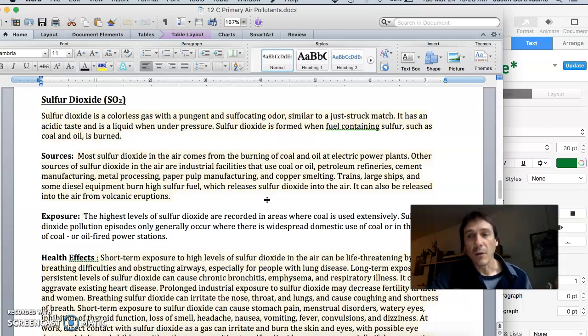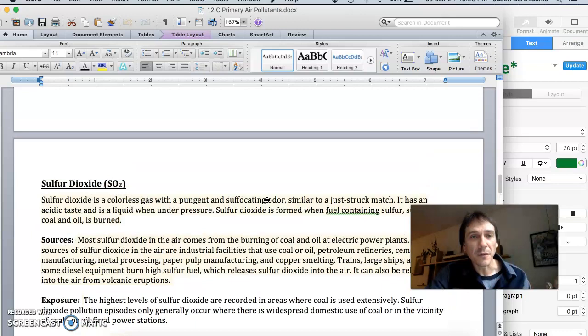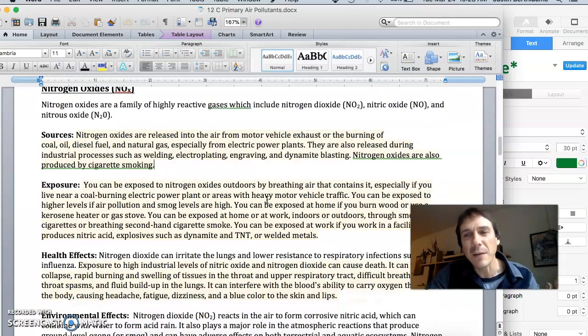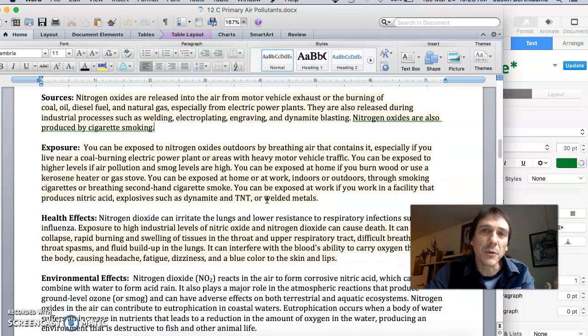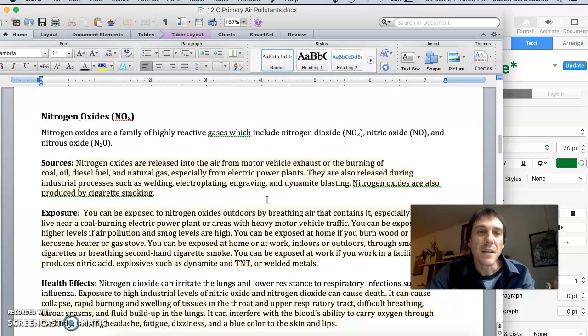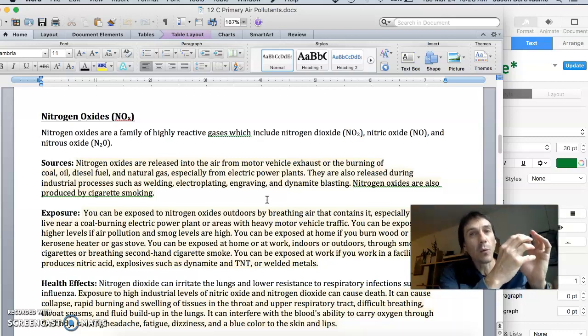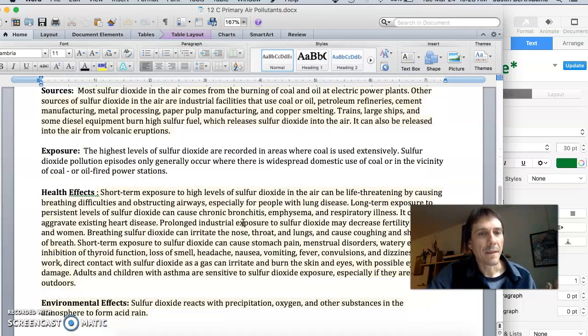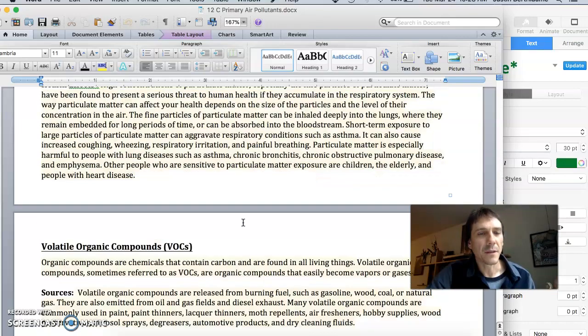One note, you guys, about sulfur dioxide and nitrogen oxides. We're going to see these again when we talk about secondary air pollutants, because these guys are not only pollutants when they get into the atmosphere, but then they combine with other things, namely water, and they can form acid rain. So we'll look at that next class. That's sulfur dioxide. We did particulate matter.